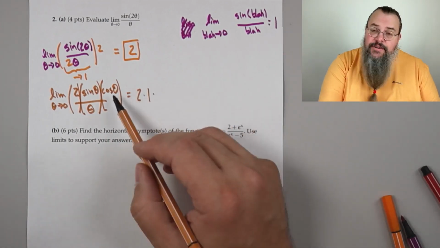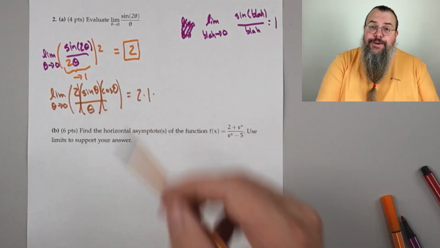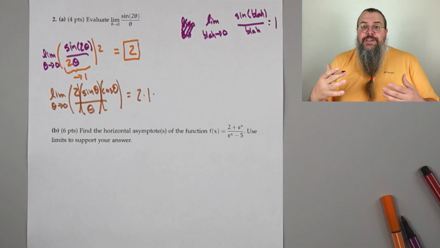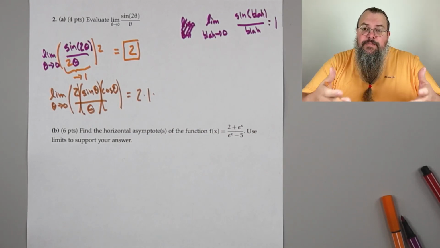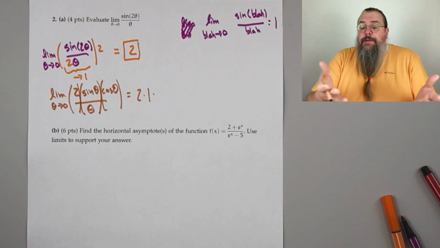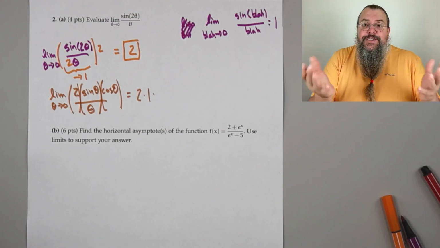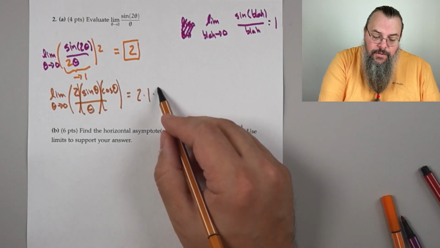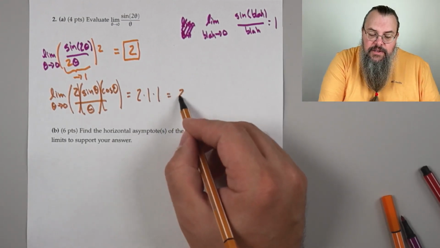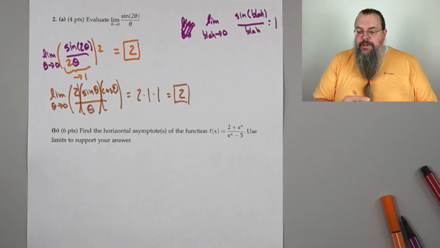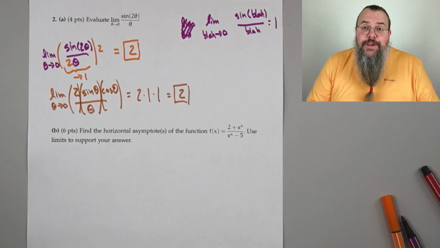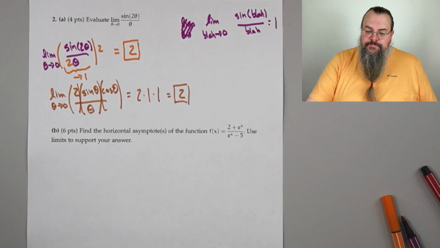What happens to cosine theta? Well, cosine is a continuous function, meaning no surprises. So when you plug in the limit as theta goes to 0, it's like, well, what happens at 0? And the answer is it's cosine of 0, which is 1. And so we get 2. So both of these are alternative ways to get to our answer.